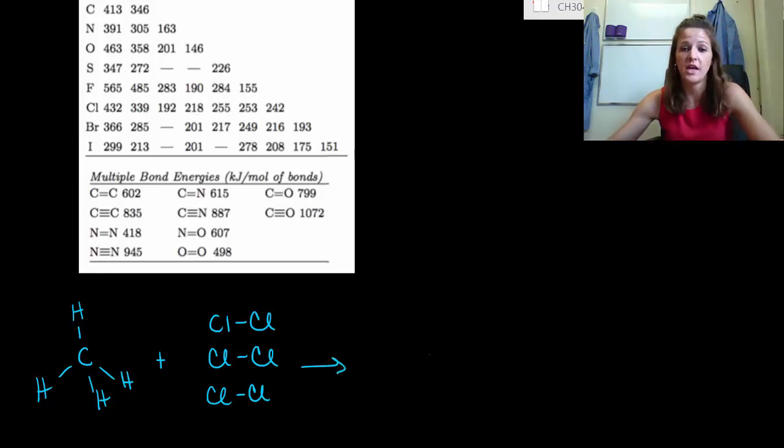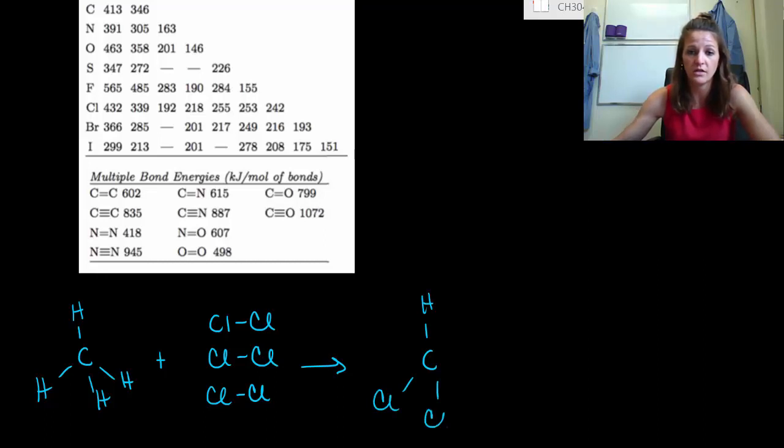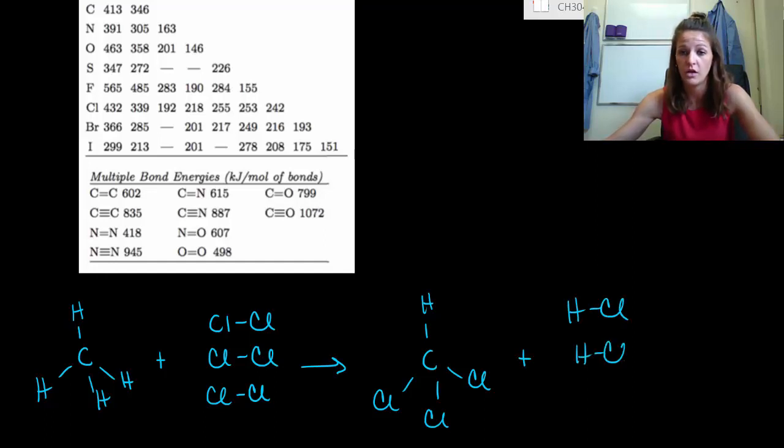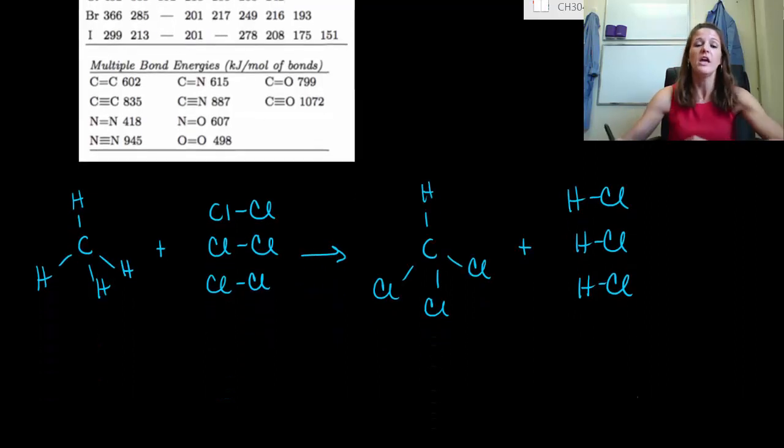And then we said it created a CHCl3, 3 chlorines on this one. Okay, there's 1. And then we had 3 HCl species. There's 1, 2, and 3. Okay, so we've drawn everything out. Now we need to come up with our basic formula.